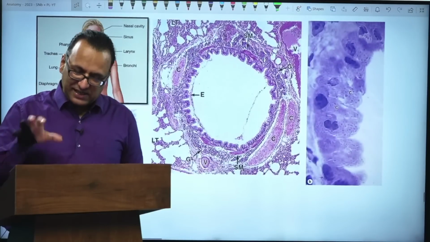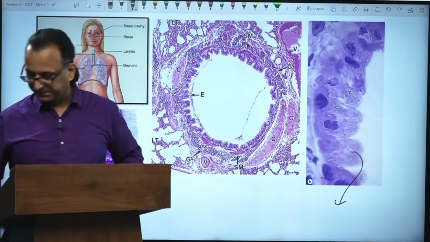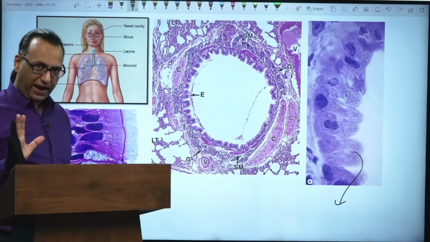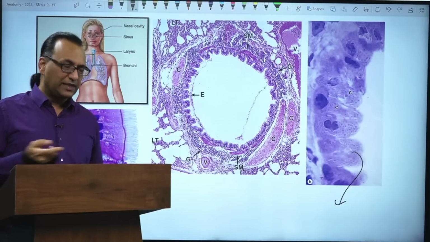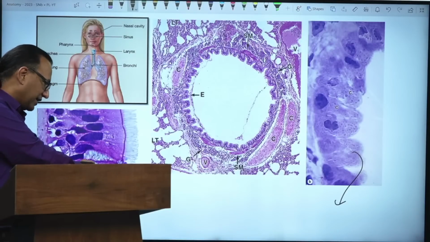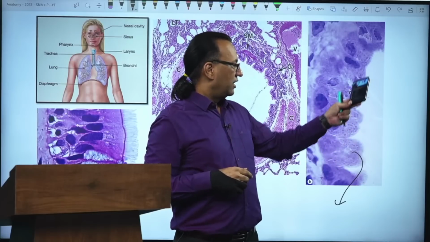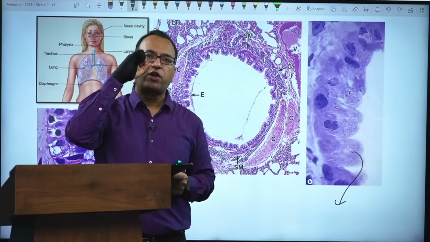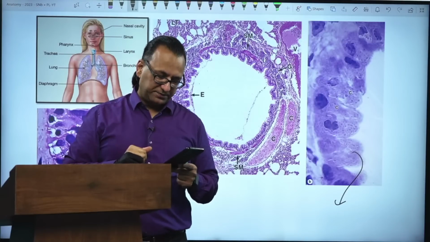Okay, this is one other question which came. They were asking about this cell. Can you identify this cell? This is respiratory tract: pseudo-stratified ciliated columnar epithelium with goblet cells. These are cilia. Goblet cells are empty looking, mucus secreting. Tell me which cell this is. It is seen in small lumen bronchioles, like terminal bronchiole and respiratory bronchiole.